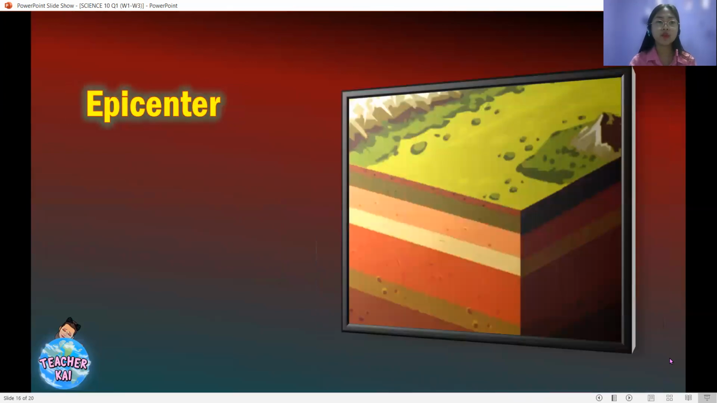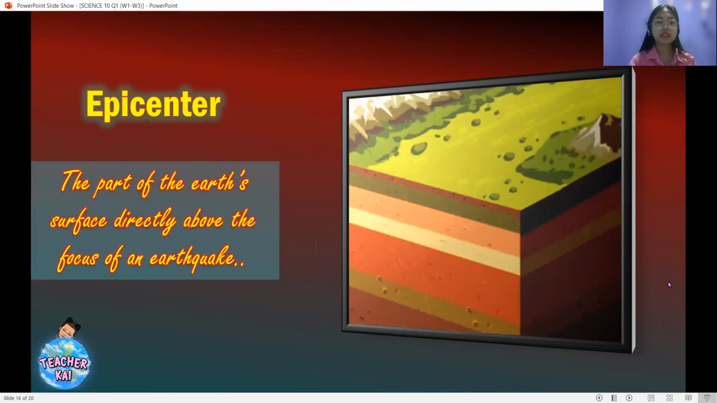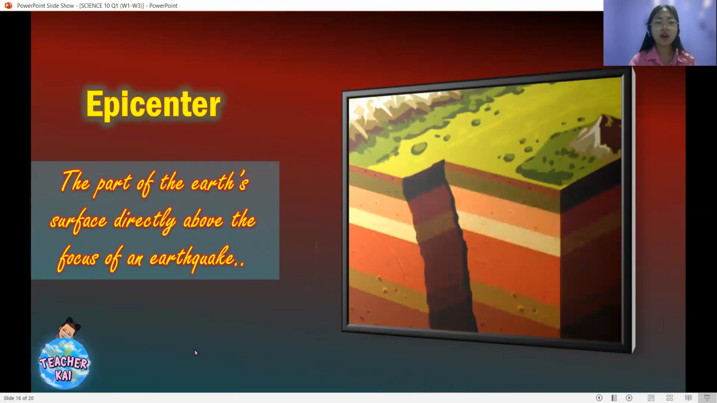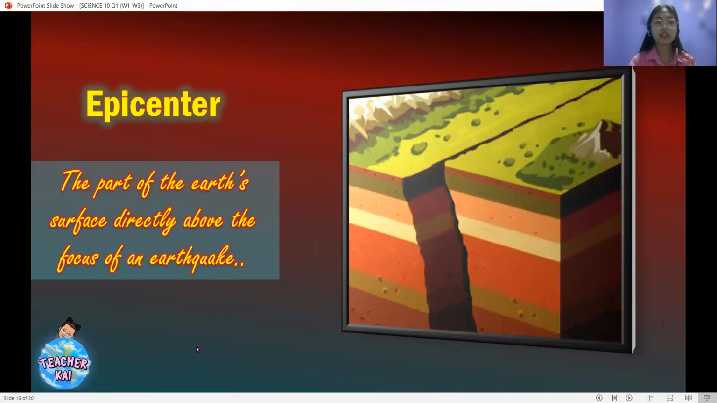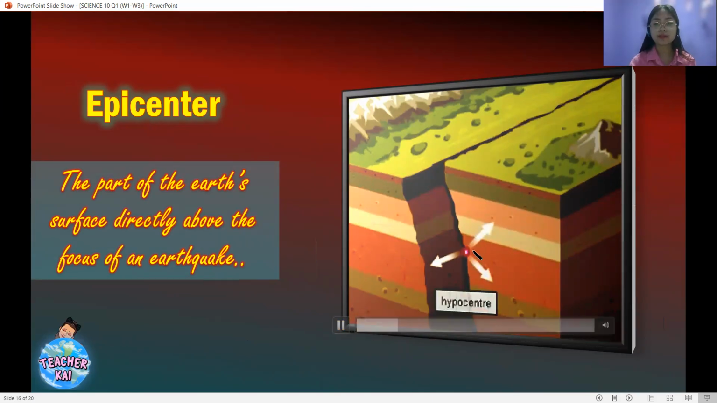Okay, now let's be more focused on this word, epicenter. So what is an epicenter? So this is the part of the Earth's surface directly above the focus of an earthquake. So this is the focus or hypocenter. And directly above the focus, this is what we called as the epicenter.